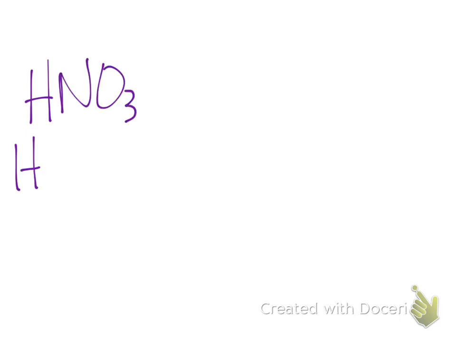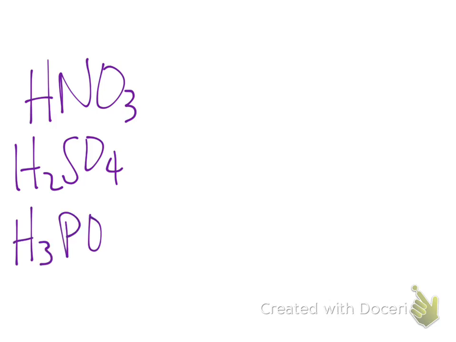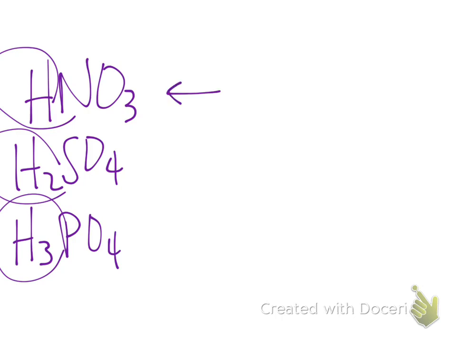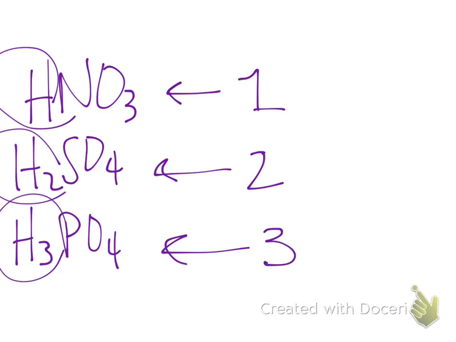All right, very last thing I want you to think about in terms of Bronsted acids and bases. If I have a nitric acid, and I have sulfuric acid, and I have phosphoric acid, those are all acids, right? They all have hydrogens available to donate. Those are proton donors. How many hydrogens does this one have to donate? 1. How many does this one have to donate? 2. How many does this one have? 3.